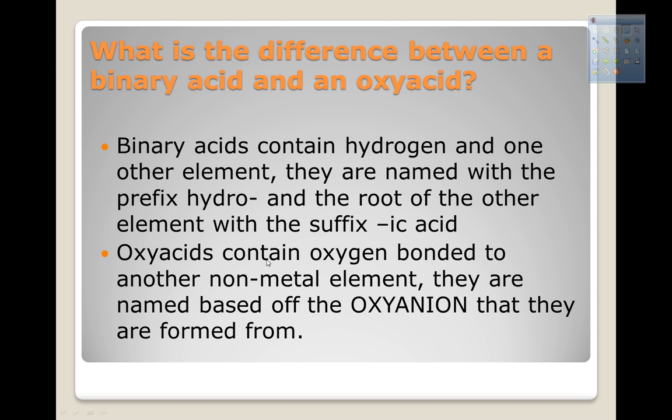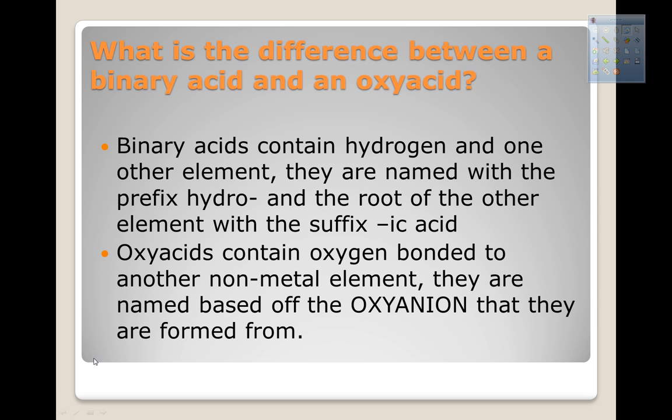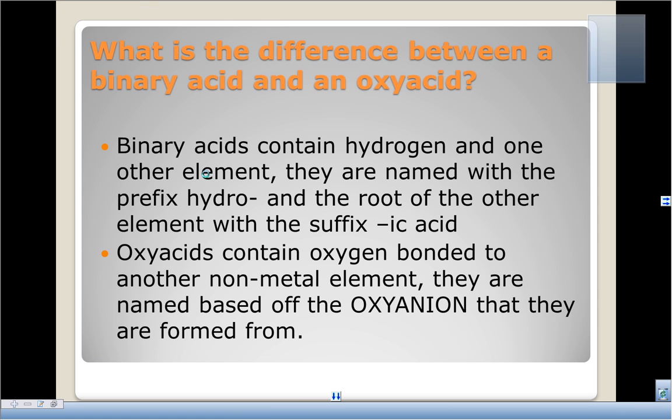The difference between a binary acid and an oxyacid: binary acids contain hydrogen and one other element. They have the prefix hydro, the root of the other element, and then the suffix ic acid. So it's kind of weird. The longer name is the shorter formula. Because Kaylee, if I say hydrochloric acid, there's just two elements, hydrogen and chlorine.